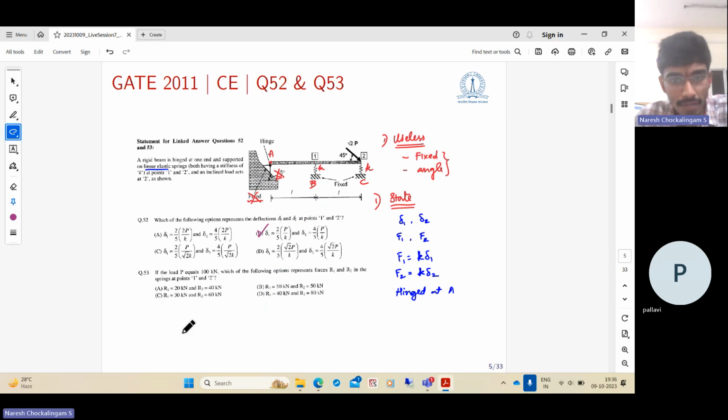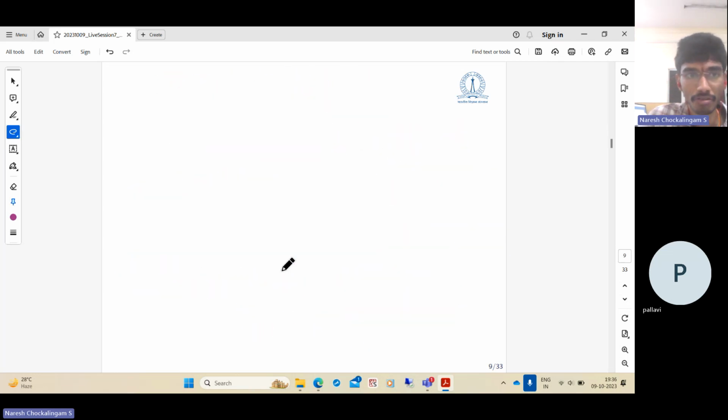So now this is only one method to solve this problem, which is by equilibrium. Now let us look at the other method, which is by using Castigliano's theorem. You will quickly see that this is very helpful in certain conditions. So let us use Castigliano's theorem.